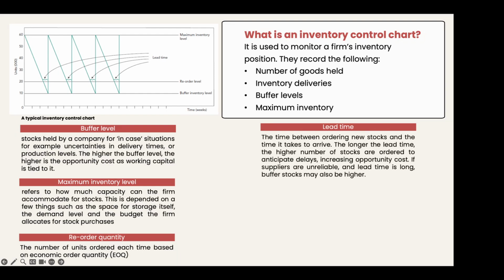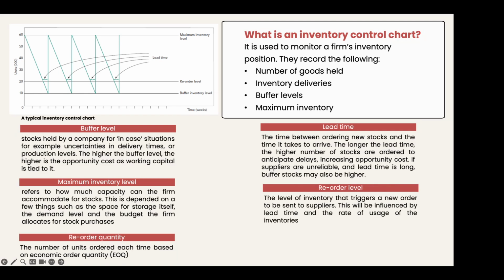The lead time is the time between ordering new stocks and the time it takes to arrive. So the longer the lead time, the higher the number of stocks ordered to anticipate delays, and this will increase opportunity costs. If suppliers become unreliable, then the lead time is also long, and that's where the buffer stocks may also be higher, to anticipate the unreliability from the suppliers and things like that. Now, the reorder level is a level of inventory that triggers a new order to be sent to suppliers.